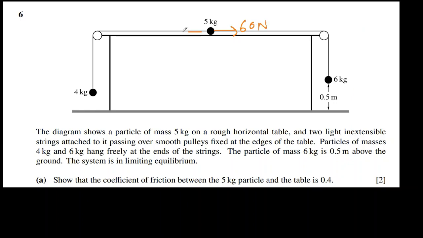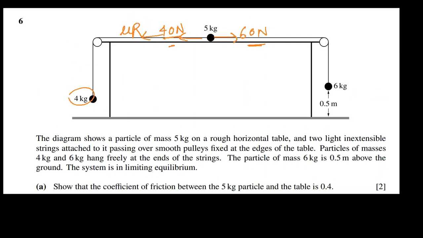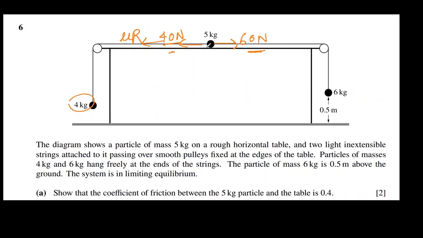Right? This way, the force will be 40 newtons. And because 60 newtons is more than 40 newtons, this system should move this way. But it is not moving. That is because there is a frictional force in this direction, which is mu R, which is adding to 40 newtons, so that 60 newtons is balanced out. That becomes our equation, and that will give us the coefficient of friction.